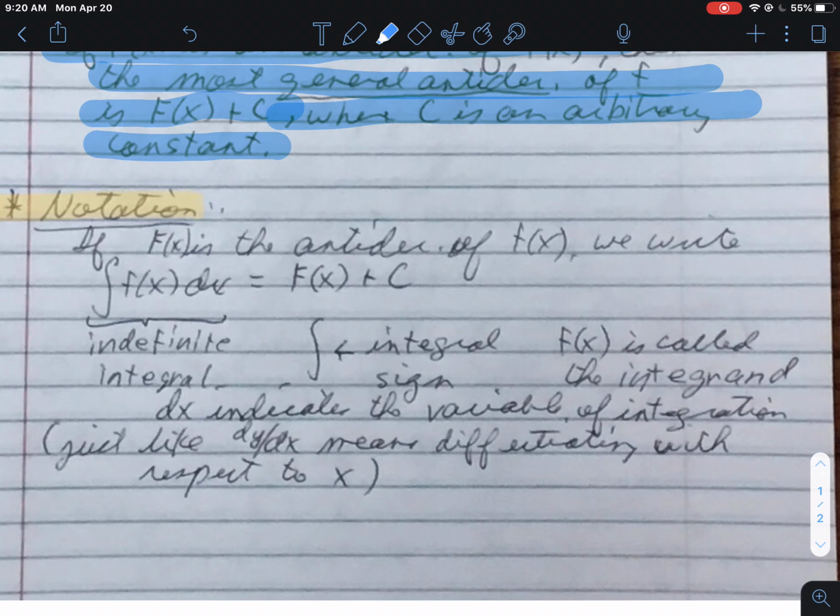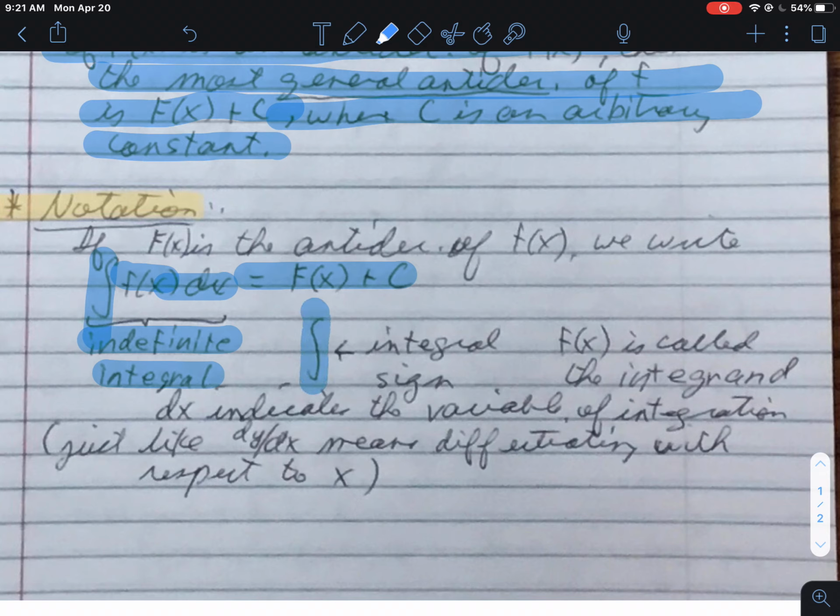Now, the more formal notation that we use to represent this whole process of finding an antiderivative is what we call an integral, or integration is the process. If cap F is an antiderivative of little f, we write that the integral of little f of x dx is cap F of x plus C. This is called an indefinite integral. Integral notation represents the process of integration, or integrating, which is finding an antiderivative. So it's one and the same, it's just different language.